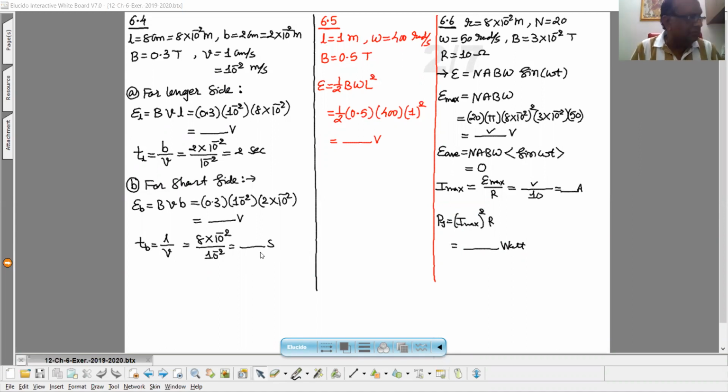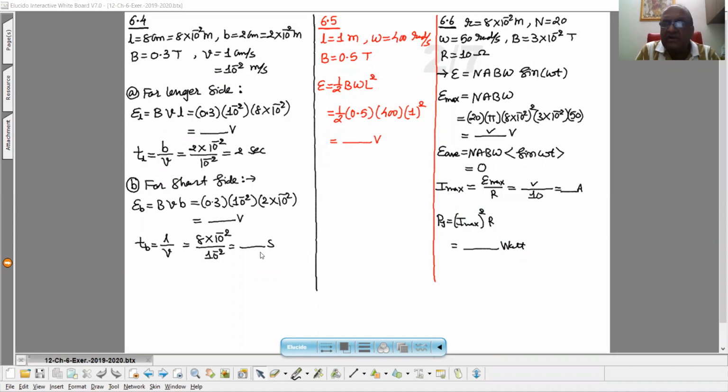Clear to all of you? Then after, 6.5. A 1 meter long metallic rod is rotated with an angular frequency of 400 radian per second about an axis normal to the rod, passing through its one end. The other end of the rod is in contact with a circular metallic ring. A constant and uniform magnetic field of 0.5 Tesla parallel to the axis exists everywhere. Calculate the EMF developed between the center and the ring.